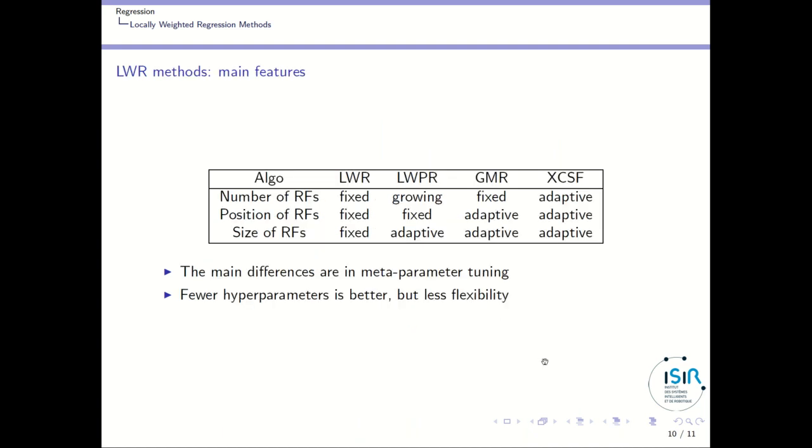So if we want to summarize, in fact, if we take the different algorithms, the parameters correspond to the number of receptive fields, the position of the receptive field, and the size of the receptive field. And with the standard locally weighted regression algorithm, all this is fixed by hand, so that's rather an easy algorithm, and you have to determine those parameters by yourself. Whereas in LWPR, the number of receptive fields is growing, and the position is fixed, but the size is adaptive, etc., etc. And the more it is adaptive, the less you need to tune the things by hand, but you also need some hyperparameters.